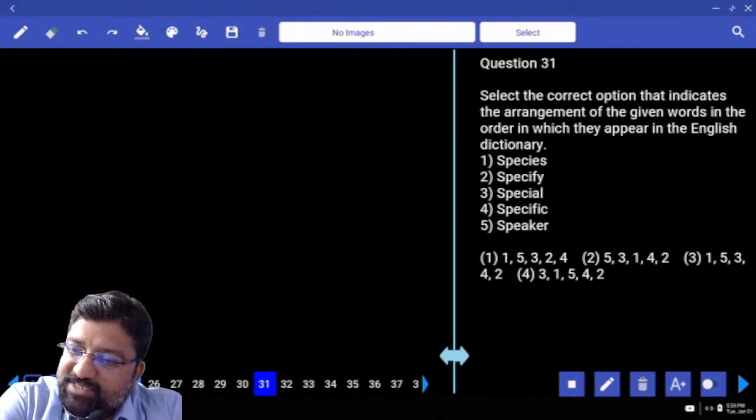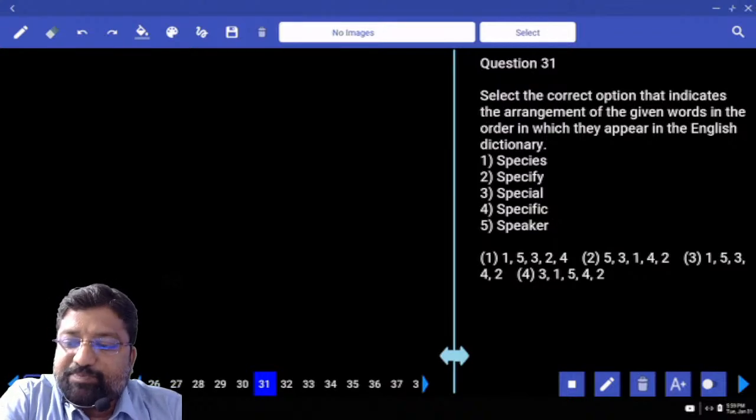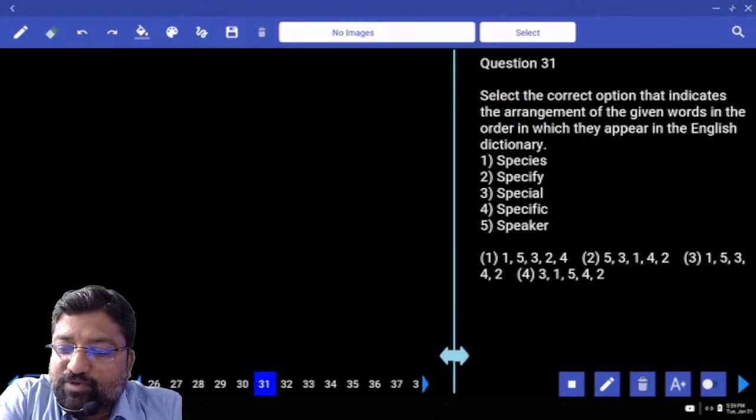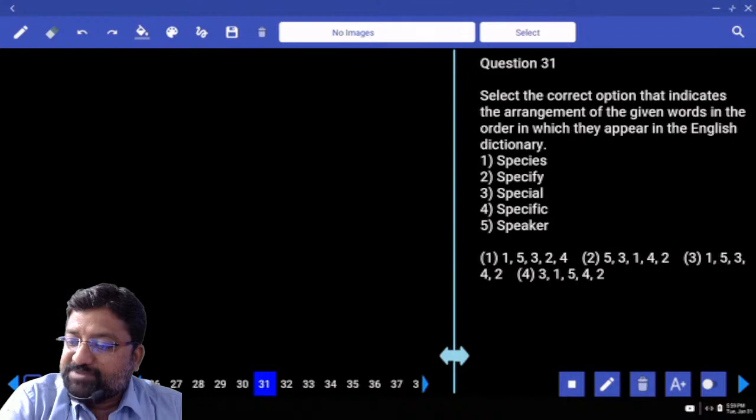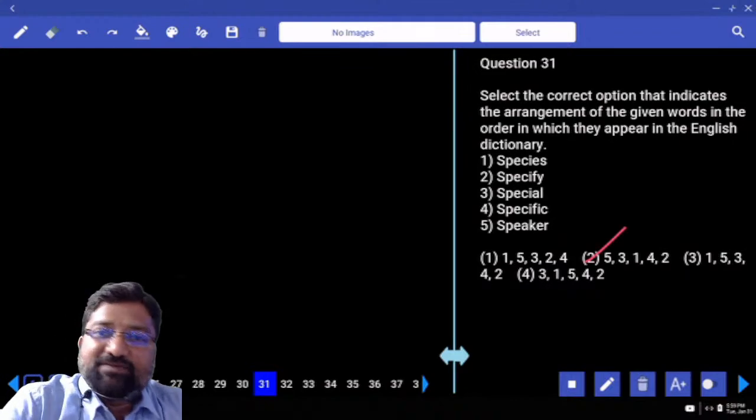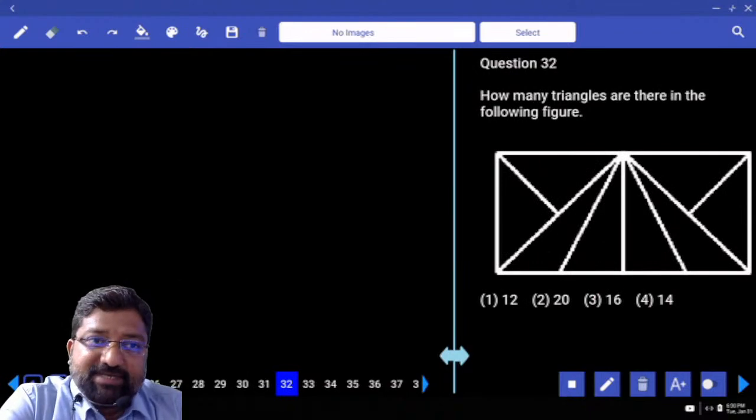Now select the correct option that indicates the arrangement of the given words in the order in which they appear in the English dictionary. The first 3 letters are the same from top to bottom: S, P, E. The problem is the 4th letter. 1, 2, 3, 4, you have C, and 5 there is A. What comes first? 5. How many options are starting with 5? Only one. Directly, which option is my answer? Second option.